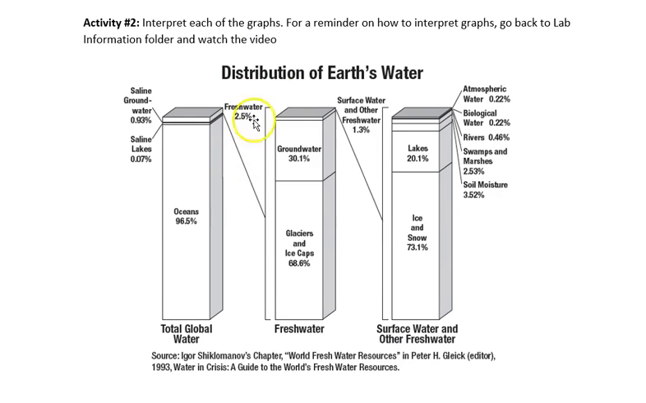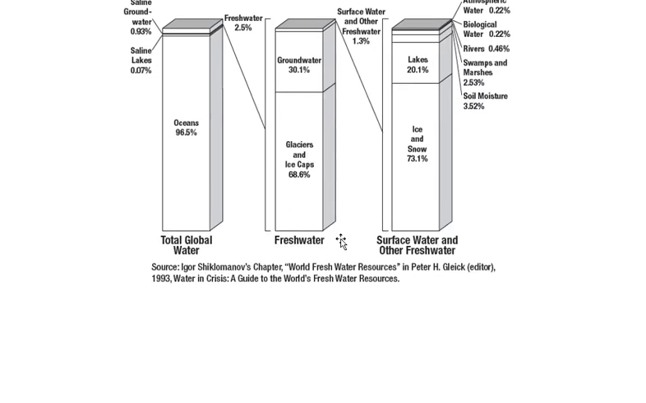Just like I said here, for a reminder on how to interpret graphs, remember you're trying to bring out the important issues. You don't want to tell me what I can already see. I can see that the total global water, 98.5%, is in the oceans and so on. What you're trying to do is use this data to interpret what is important. What important information is this graph giving you? That's the goal when you interpret a graph. So you don't want to just regurgitate numbers that are right here. You want to go through what's important.